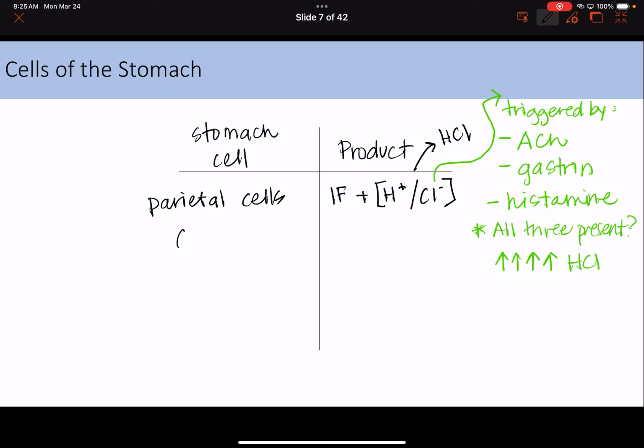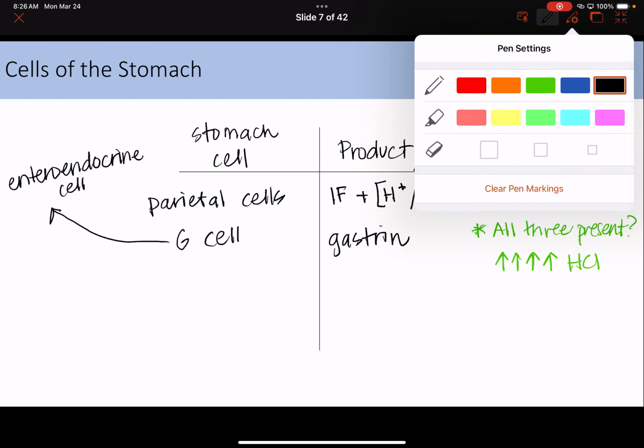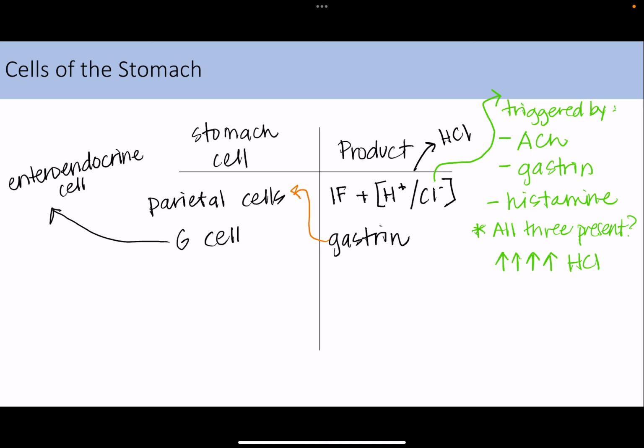The next cell type is something called a G cell. Now, it belongs to a group of cells called enteroendocrine cells, which is essentially just endocrine cells of the GI tract. But we call it a G cell specifically when it produces a hormone called gastrin. So G for gastrin. So we have enteroendocrine cells that make different chemicals and hormones for the GI tract. But when it makes gastrin, we call it a G cell. And then that gastrin binds to parietal cells to get it to produce hydrochloric acid. So if these are both cells of the stomach, one signaling the other to produce that hydrochloric acid, what kind of chemical signaling is that? Paracrine. They're both in the stomach, they are right next to each other, and one signals the other.